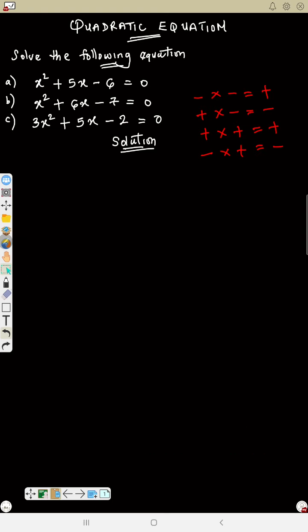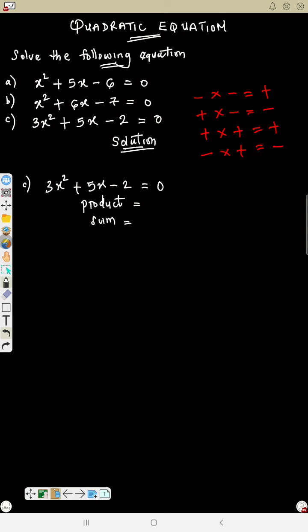Now the C part, we have 3s squared plus 5s minus 2 equals 0. Now we need to find the product and the sum.